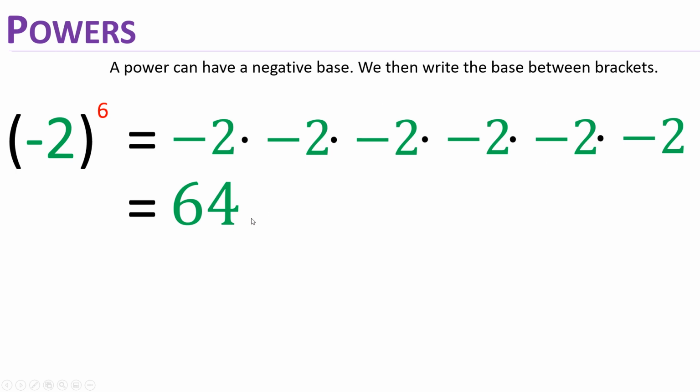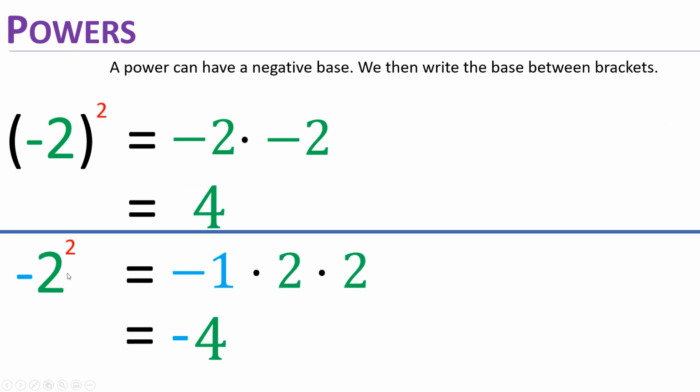So you see the results alternate between positive and negative numbers. The second example, however, is different. The exponent here attaches only to the positive number, because the negative sign is basically a multiplication by negative 1, and powers go before multiplication. So if we have minus 2 squared without any brackets, what that means is we take 2 squared, which is 4, and then we multiply by minus 1, so we get negative 4.